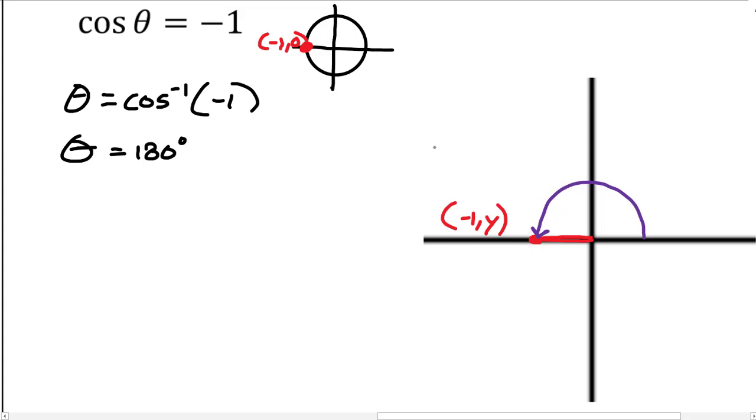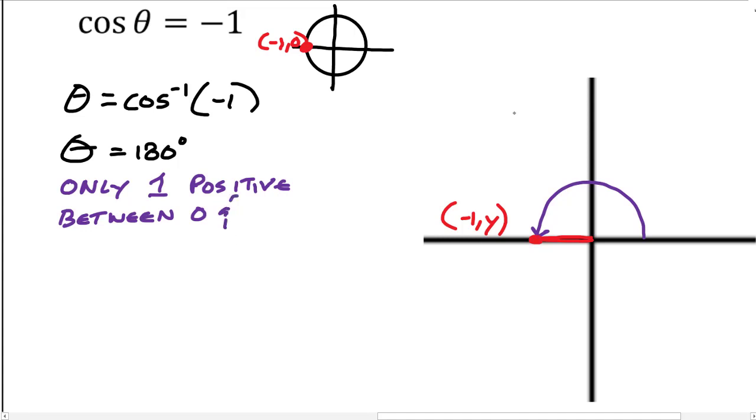So in this case, there's only one positive answer. Now you might be thinking, well, there are other ways, again, going negative, right? But there's only one positive answer between 0 and 360. We have to be clear about that too, because there are technically infinite answers for all of these, okay? So let's just be clear: between 0 and 360, okay?